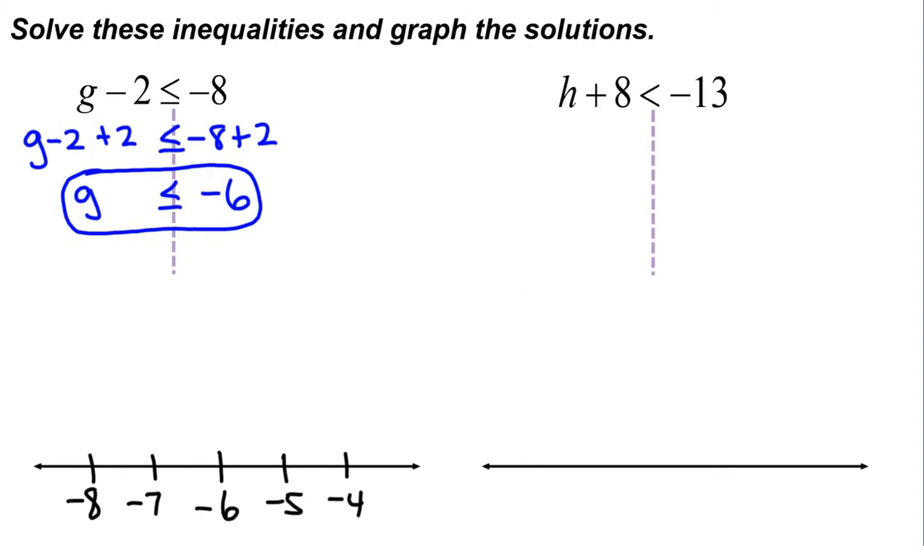So everything that is less than or equal to negative 6. So negative 6 is a solution. And everything that is less than negative 6 would be to the left of it on the number line. So here is my graph.